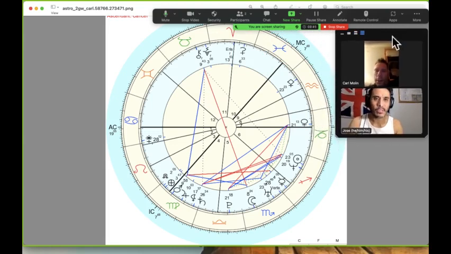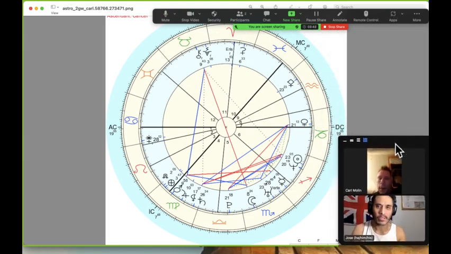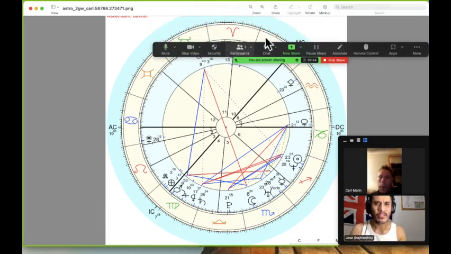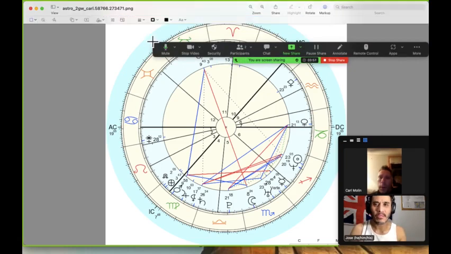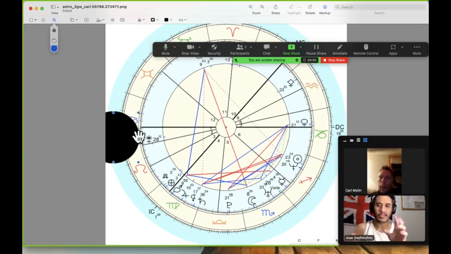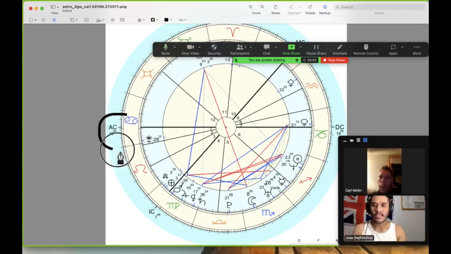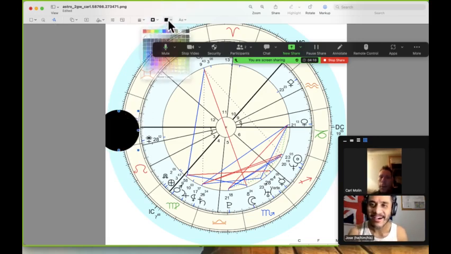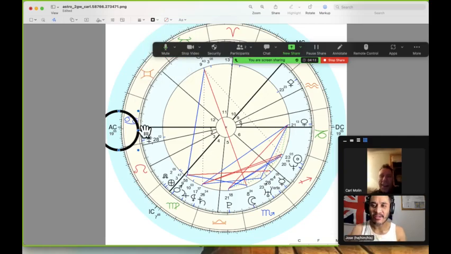I don't want to zoom in too far. All right. So you probably already know that basic knowledge is like the ascendant, which is, actually I'm going to use some markup here. Okay. So the ascendant is typically what people start with, describing it. Oh, yours is in Cancer. Why is it doing that? Okay, there we go. That's fine.